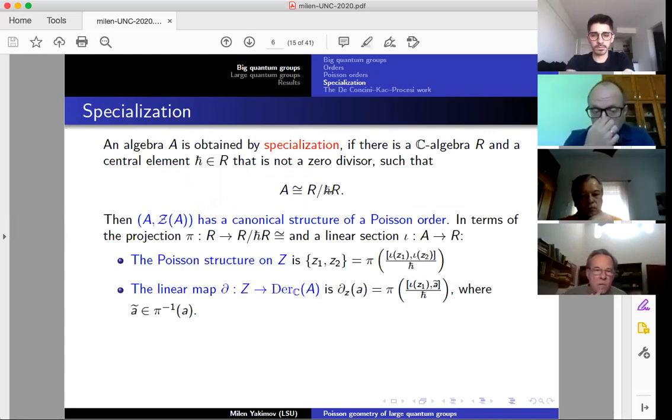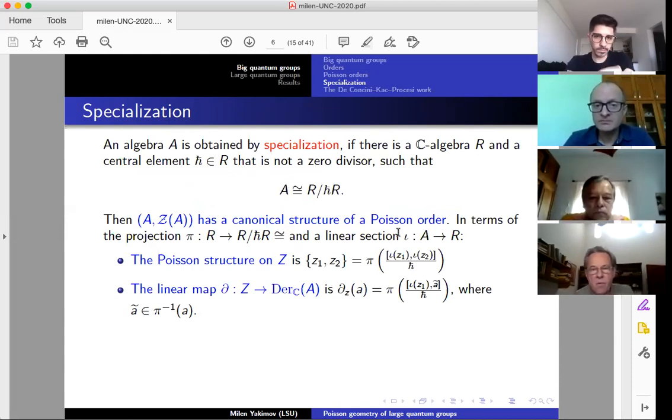And every time this happens, the pair of the algebra A and its center has a canonical structure of Poisson order, which is given by some really easy formulas. If we denote by pi the projection from R to the quotient, which is the algebra A, and if we pick any linear section of this projection from A to R, in general we don't need this section to be an algebra homomorphism, and it will be interesting when it's not, and in pretty much any case that I know it is not. Then we can define a Poisson structure on the whole center of the algebra.